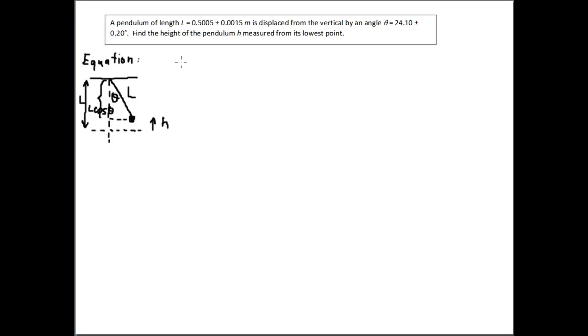So what we can see then is that h, which is this height, is going to be the total length of the string L minus L cosine theta. So h is L minus L cosine theta, and I will factor out the L in order to make that expression just a little bit more compact. So we've succeeded in the first step, which is to express the desired quantity in terms of the measured quantities.